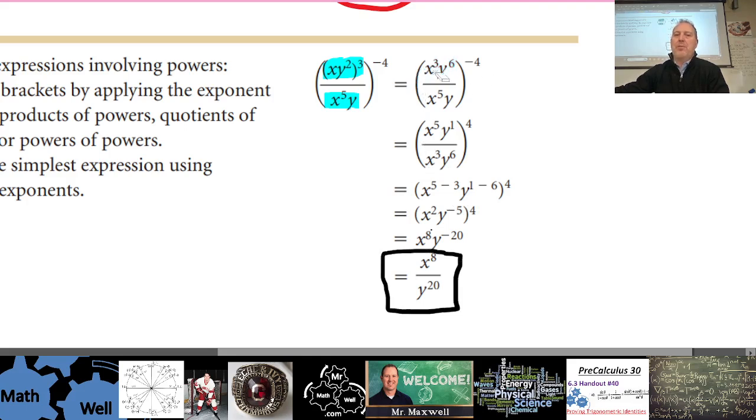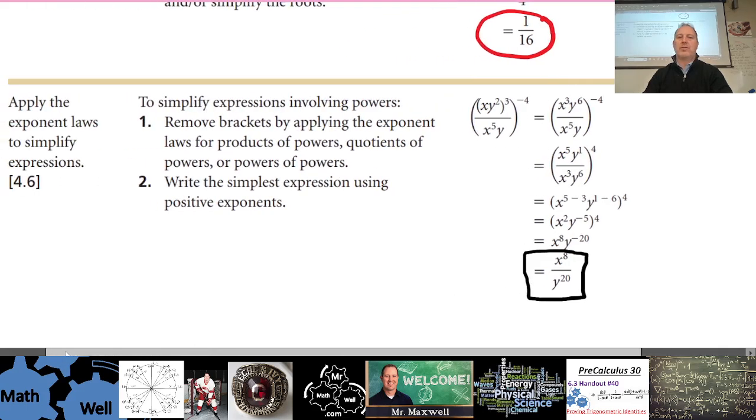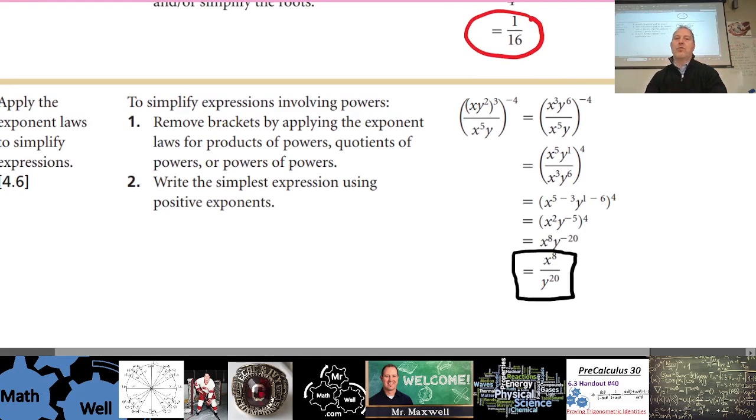So that would probably be the most complicated question that you would get, something like that, right? There are lots of little steps all at once. You're using a lot of the exponent laws at once, and this is from 4.6, right? So this is the last section you did. That's why you're working so hard on 4.6, I know. So, simplest expression using positive exponents, they tell you that right there.